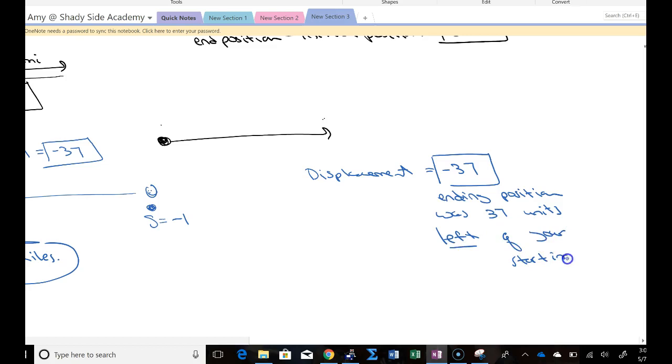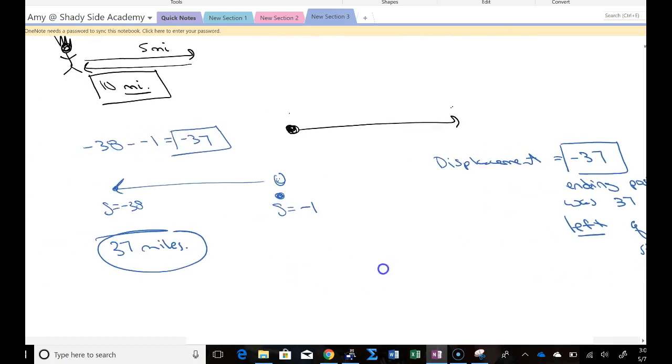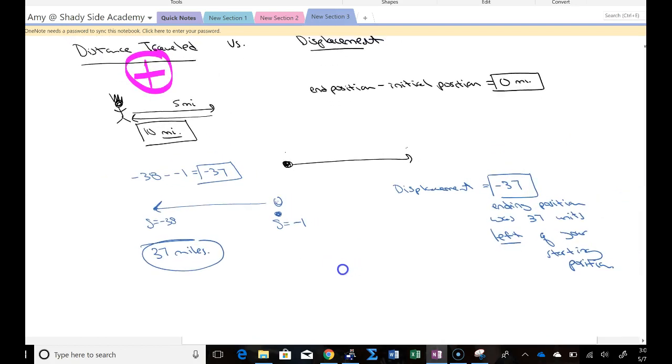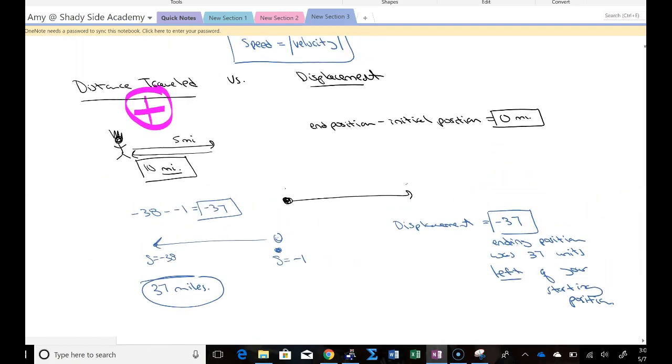So with displacement, if the answer is negative, we like to keep the negative. But distance traveled, you generally want to keep as a positive quantity. When someone asks you how many miles you ran, you don't want to hear that you ran negative 11 miles. You just want to hear you ran 11 miles, okay? Displacement is just end position minus initial position.